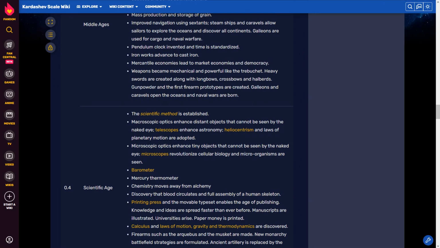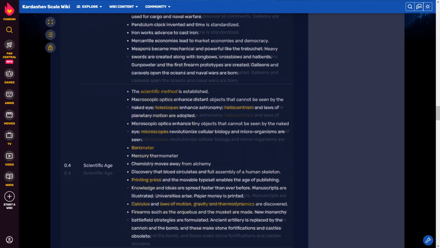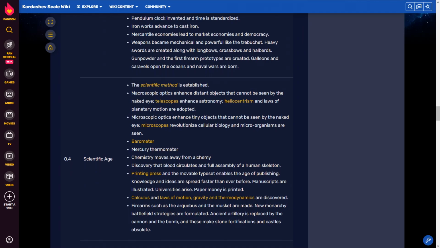The pendulum clock is invented and time is standardized. Ironworks advanced to cast iron. Mercantile economies lead to market economies and democracy.